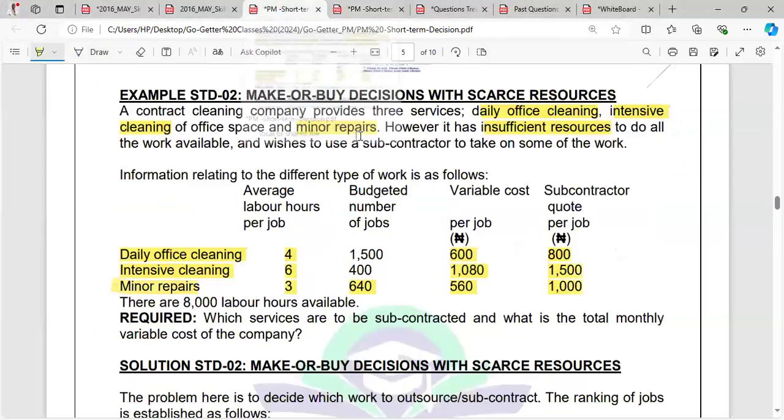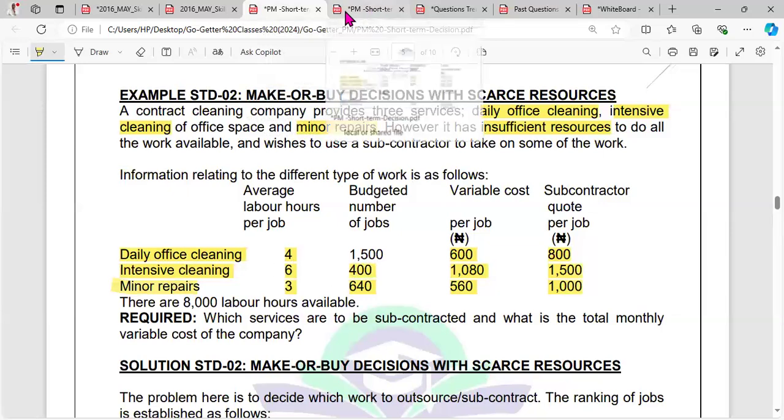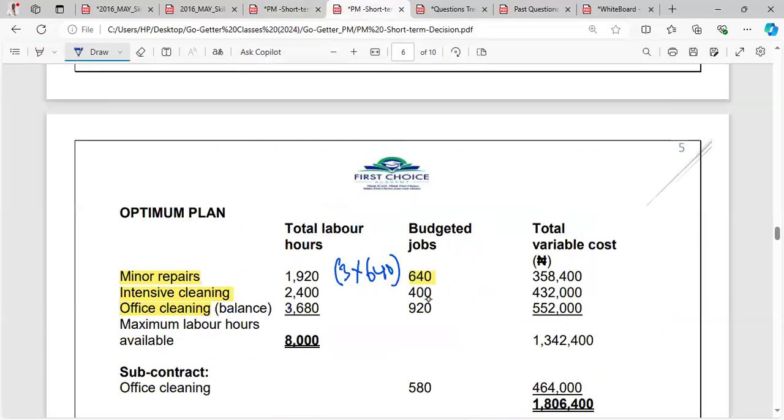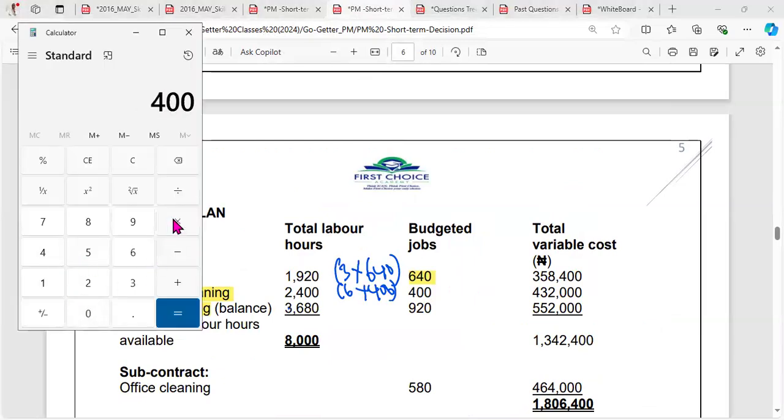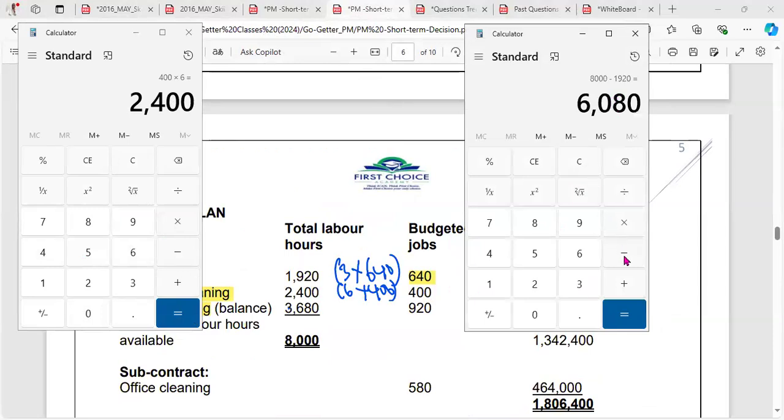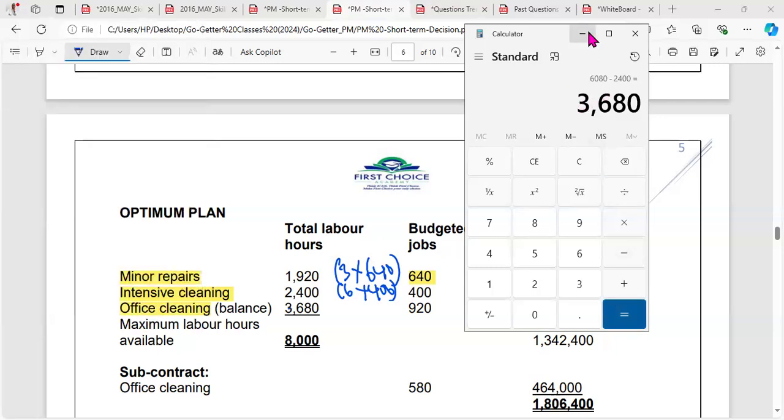Now look at the second job, which is intensive cleaning. The budgeted job is 400, 6 hours per unit. So I will come here and say 6 times 400. So I'll use my first calculator. 400 times 6. That will give me 2,400. Now, 2,400 is lower than 6,080. So I will just remove my 2,400 from it. I have 3,600 remaining. That's fine.